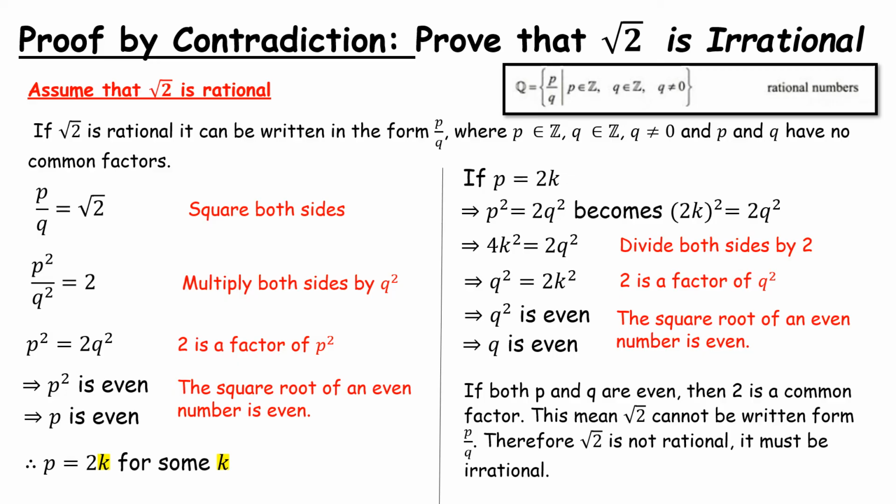So we now know that, well, if P and Q are even, then 2 is a common factor, which contradicts what we've initially said, which means root 2 cannot be written in the form of P over Q, and therefore it cannot be rational. Instead, it must be the opposite, which is irrational.